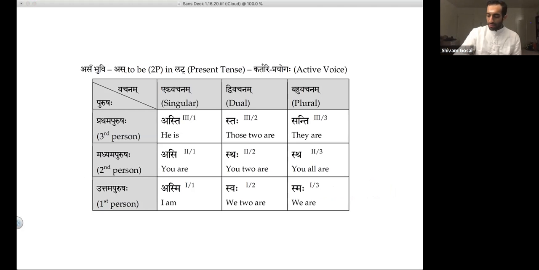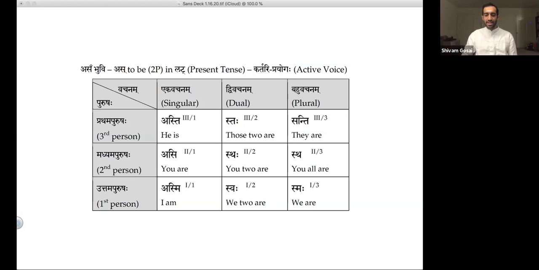Textbook 1 on page 40, and you'll see this up on the screen, asti, stah, santi. Now this is one of the last things before we move on to nouns. So this is our last round with verbs, basically. Last thing we're going to do with verbs, which is pretty exciting.